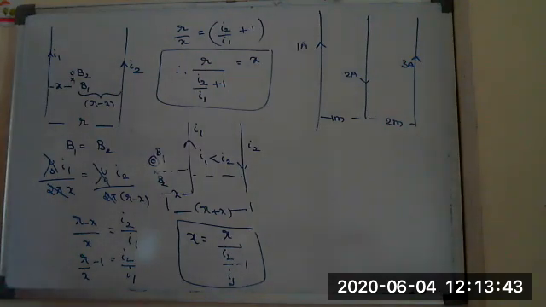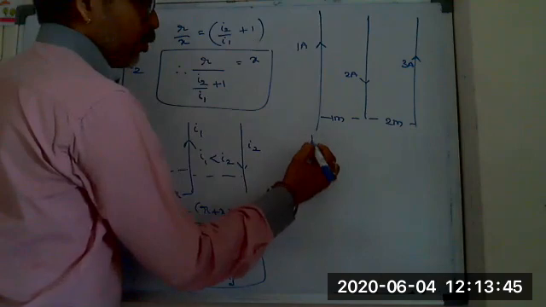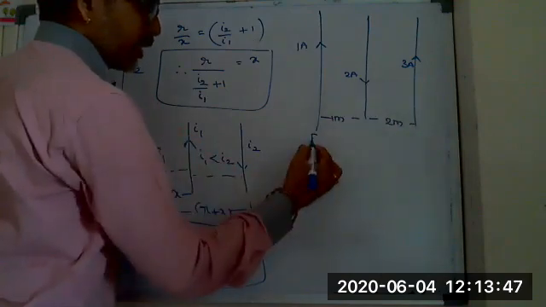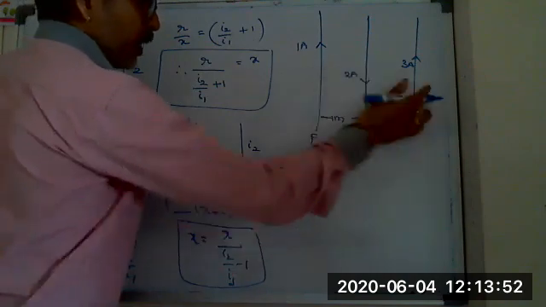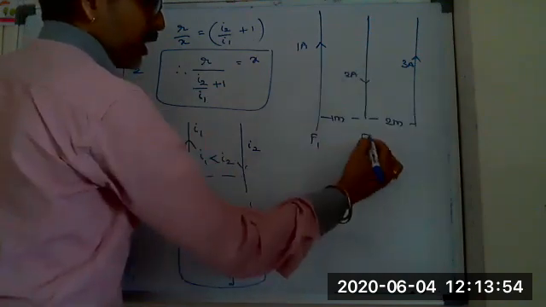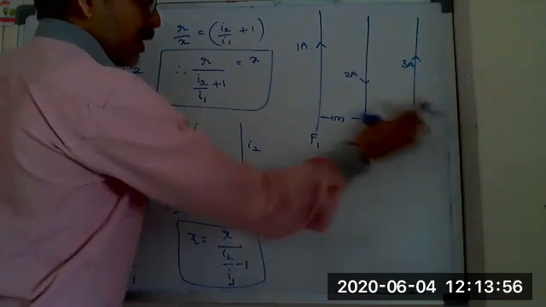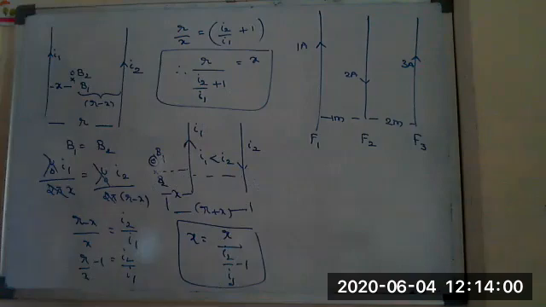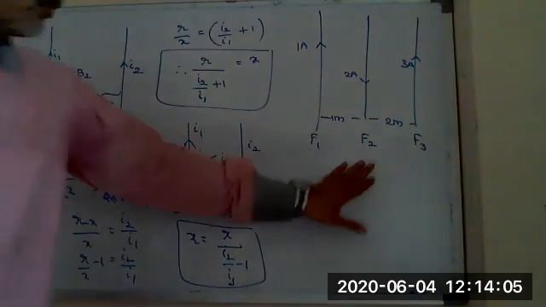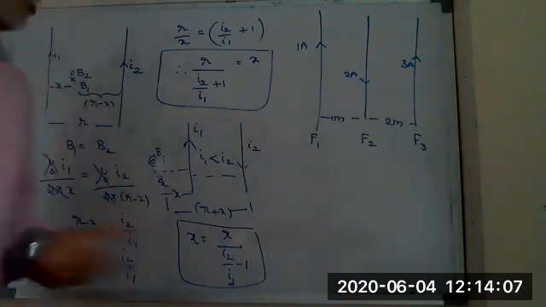Suppose on the first conductor, the force due to the remaining 2 conductors is F1, on the second conductor, due to the remaining 2 conductors, let it be F2, and on the third conductor, due to the first 2 conductors, let the force be F3. If they ask what will be the ratio F1 is to F2 is to F3, then very simple.